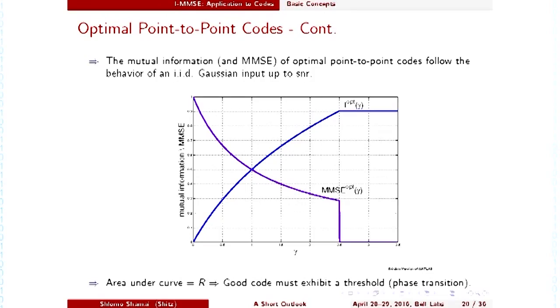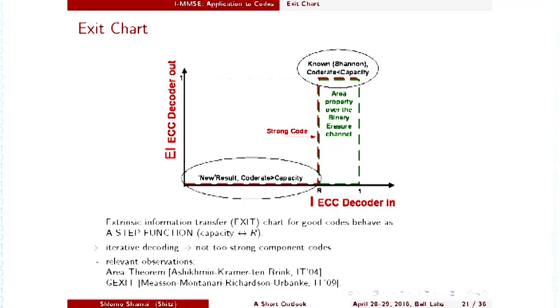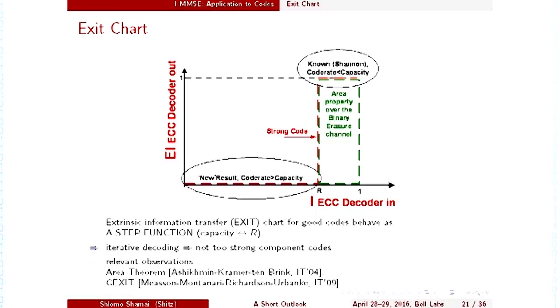How about practical? Okay, optimal code, we know it's not that simple. How about practical, DPC, and practical ideas? EXIT chart, extrinsic information for iterative decoding. What are the implications of I-MMSE here? One thing is the area theorem, and here are others.